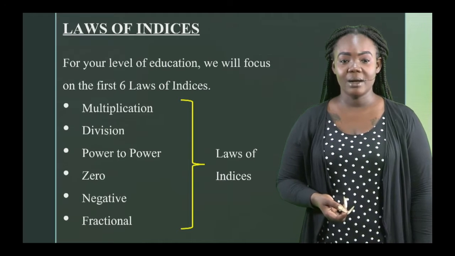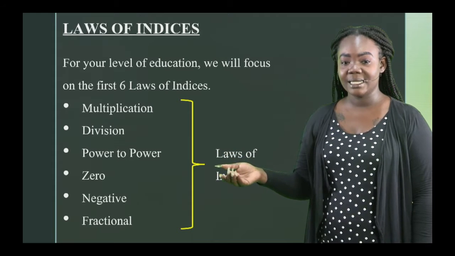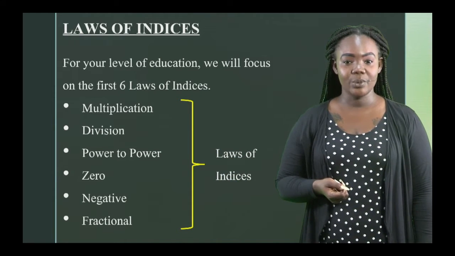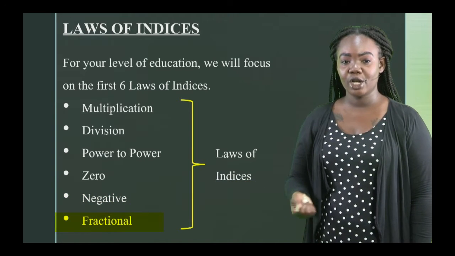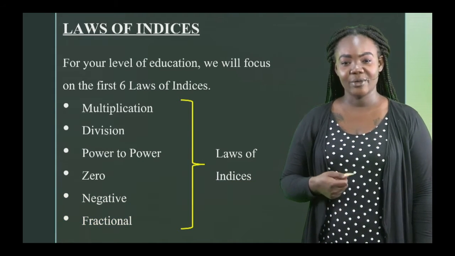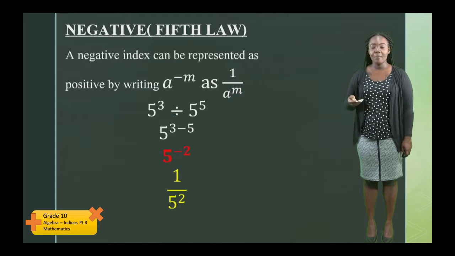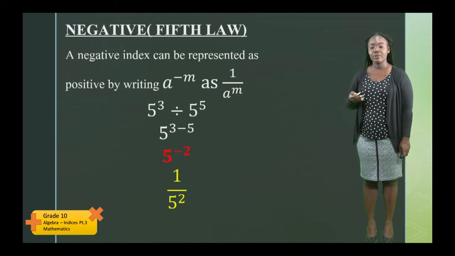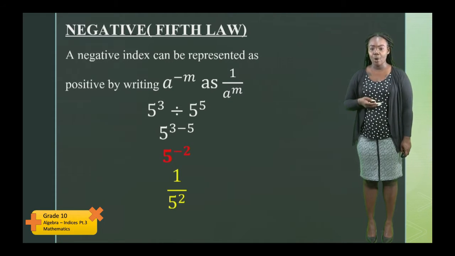We would have already completed the multiplication, division, power to power, and the zero law. So in this lesson, we are going to wrap up by looking at the negative and the fractional law of indices. Let's get right into the negative law. If you can recall, in our last lesson, I mentioned that you must know keenly the first three laws of indices, since all other laws are built on those laws. So let's look at what the negative law, or the fifth law of indices, says.